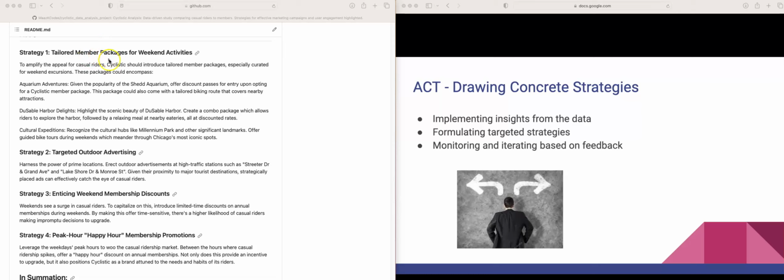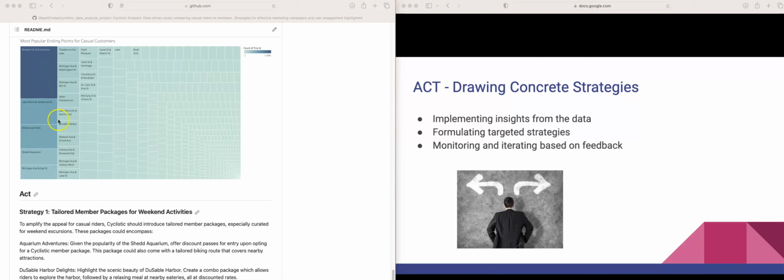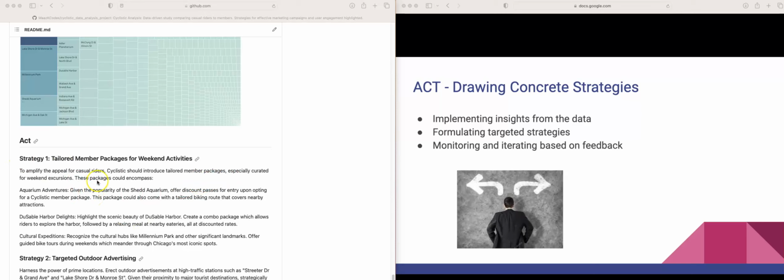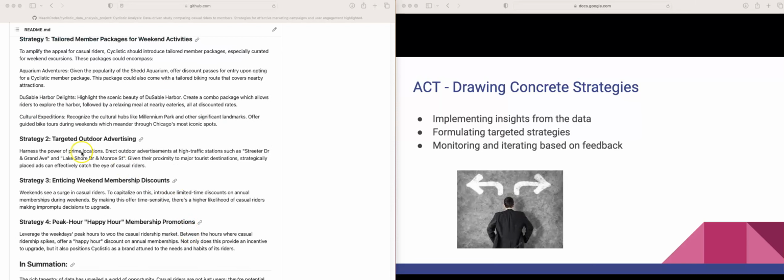So there's tailored member packages for weekend activities, which teams up with the city of Chicago and with the various popular destinations for customers, which are tourist destinations. It allows them to have tailored packages that are curated for weekend excursions, aquariums, the harbor, cultural expeditions like the Millennium Park. Strategy 2 is targeted outdoor advertising at the most popular stops for one-time customers, weekend membership discounts, and peak happy hour membership promotions for the casual riders who do commute, actually.